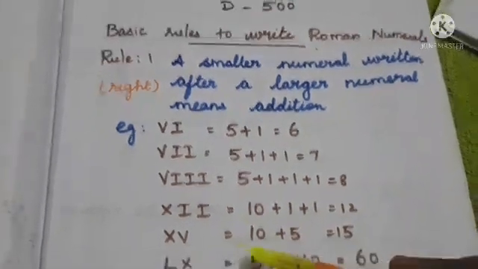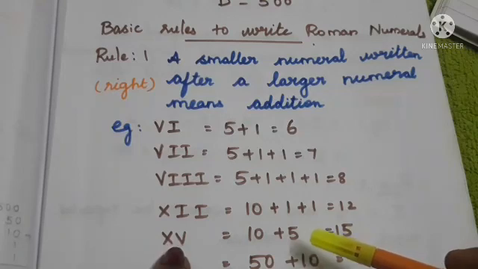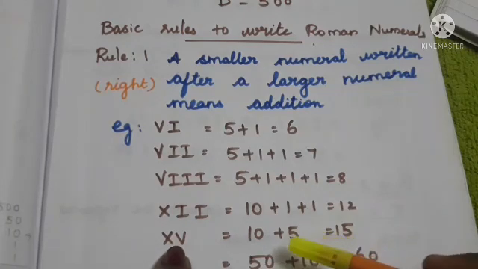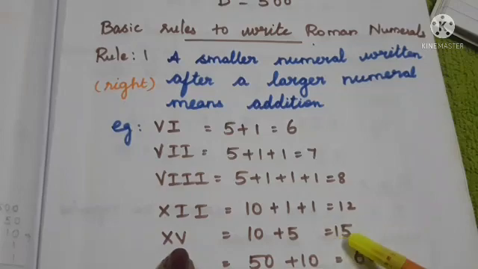Next, XV. Here when you compare X and V, X is a larger numeral. After the larger numeral only we have the smaller numeral. Okay, ma? So larger numeral, right side only we have the smaller numeral. So we have to add these two Roman numbers. So if you add the Roman numeral means 10 plus 5. X for 10 and V for 5.